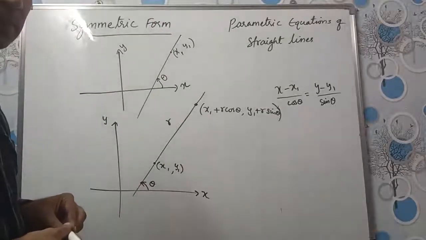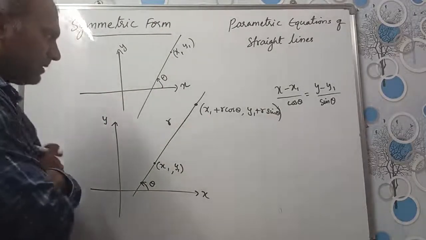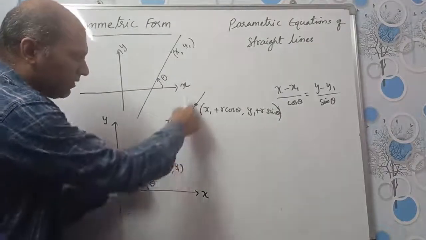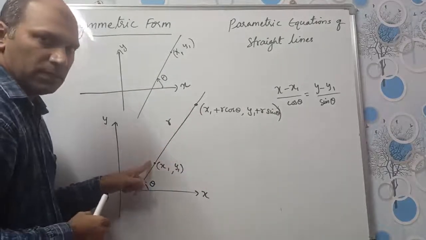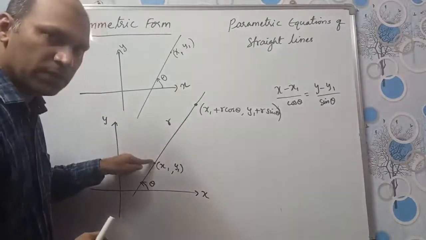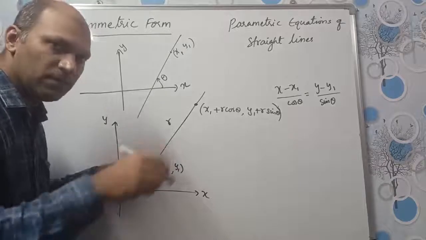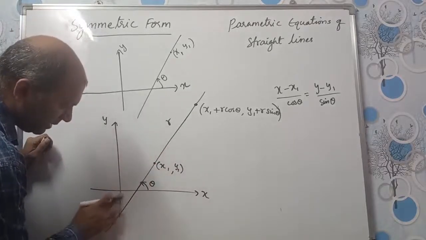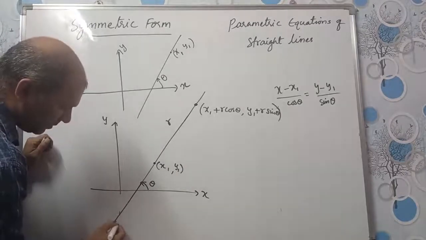Now, this point is r units away. Do you think we will have only one point which is r units away from this point on the same straight line? We will have one more point. One more point will be below this point. Let us say we have a point here.